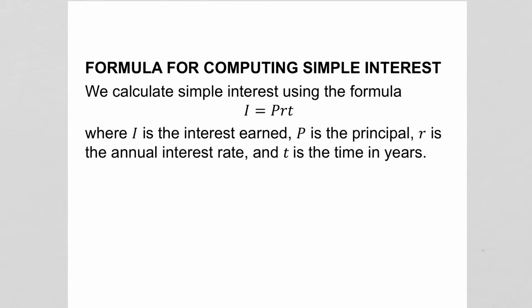For computing simple interest, the formula is I equals P times R times T, where P is the principal, or the initial amount you invest or take out. I is the interest earned. R is the annual interest rate, and T is the time in years.